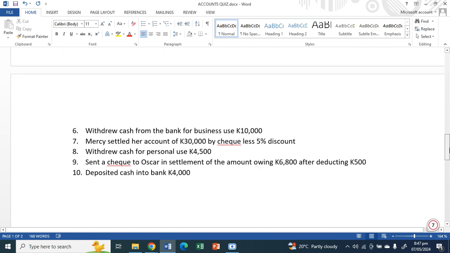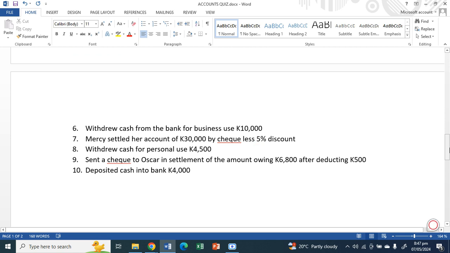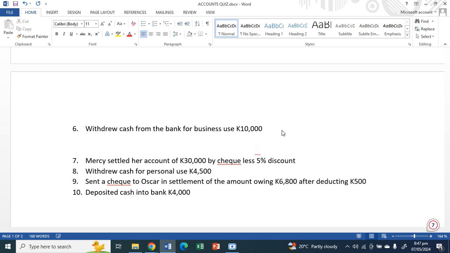All right. Withdraw cash from the bank for business use, 10,000. So this is a contra transaction. Whenever there's a transaction involving cash at the bank, that's a contra transaction. Both of these are asset accounts. So since we're removing money from the bank and withdrawing cash from the bank, we're taking money out of the bank account into the cash account.